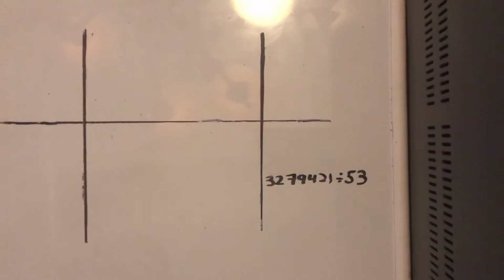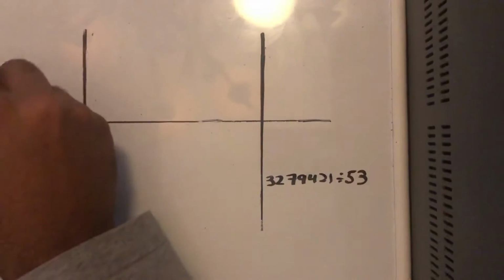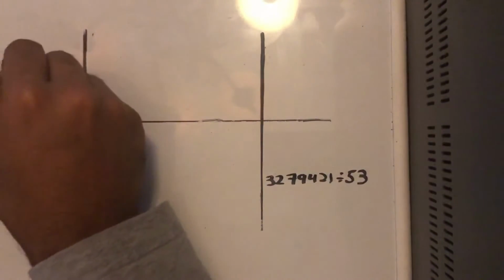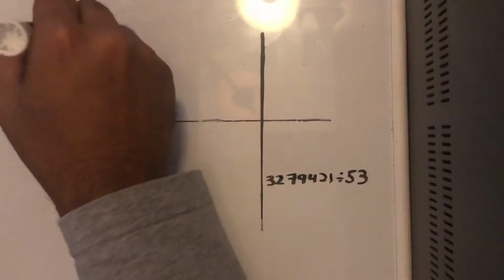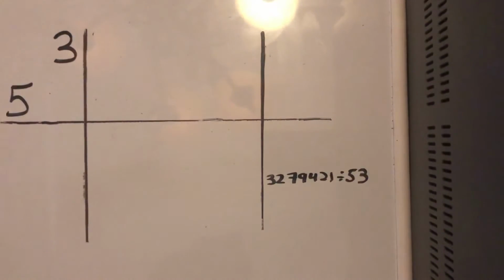Hello everybody, so we're going to take 3,279,421 and divide it by 53 using the flag division method. Okay, so I have one divisor digit, 5, and then I have one flag digit, 3. Okay, so that's how that works, not a big deal.